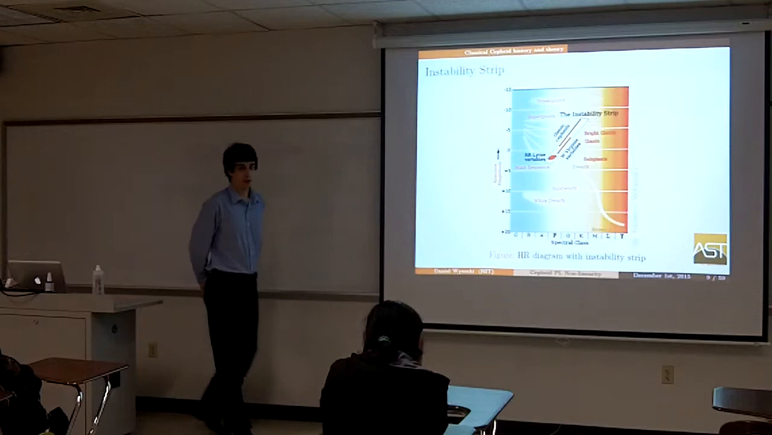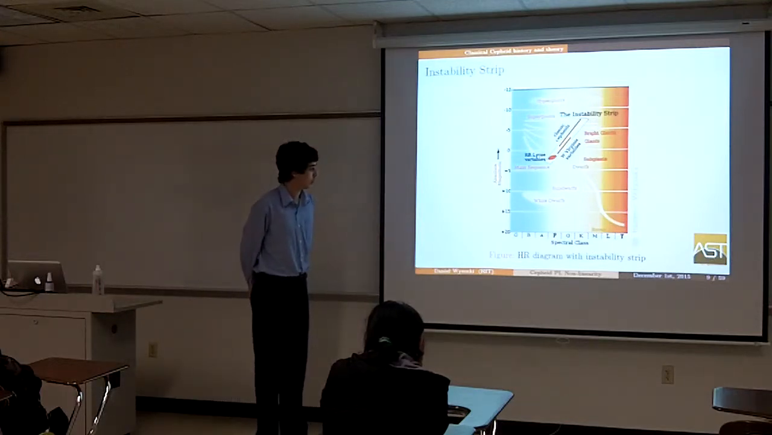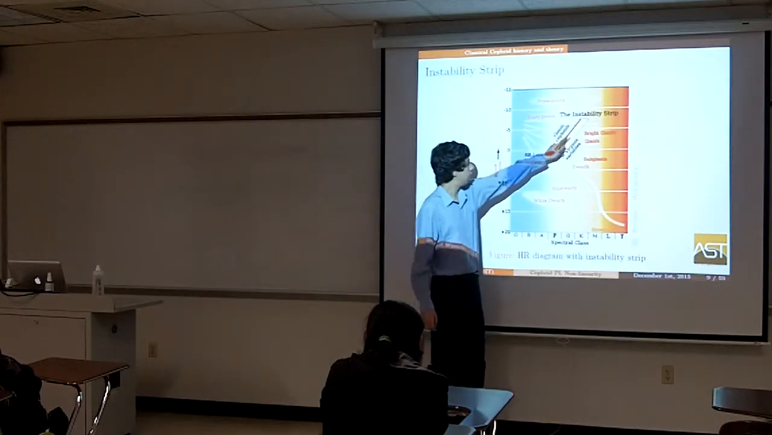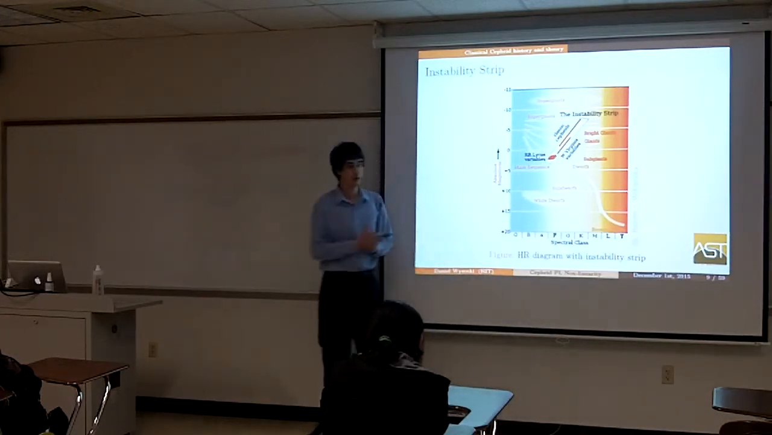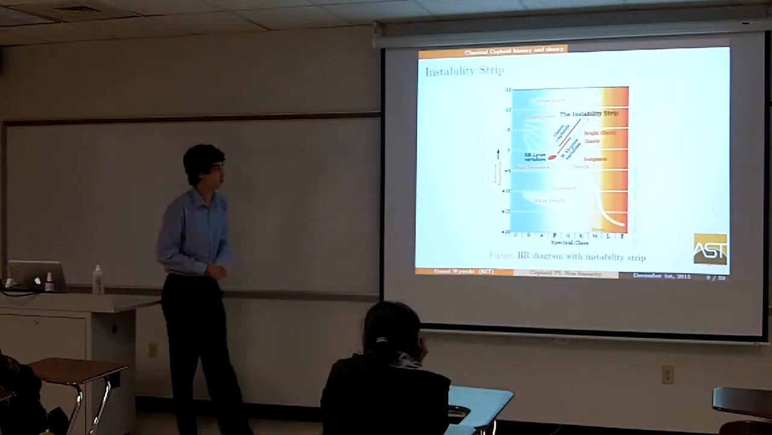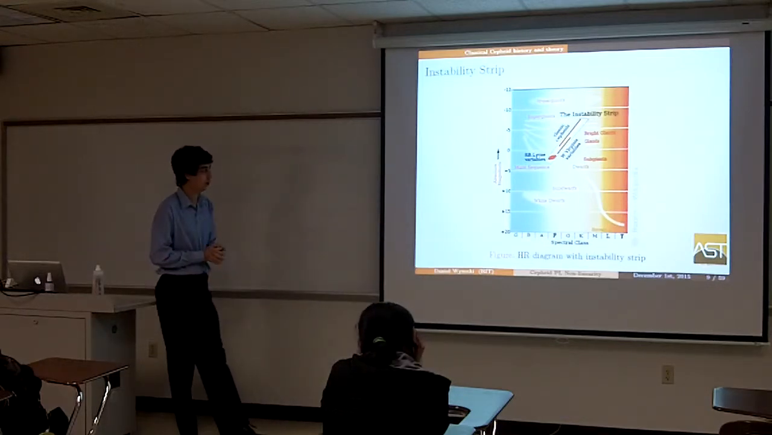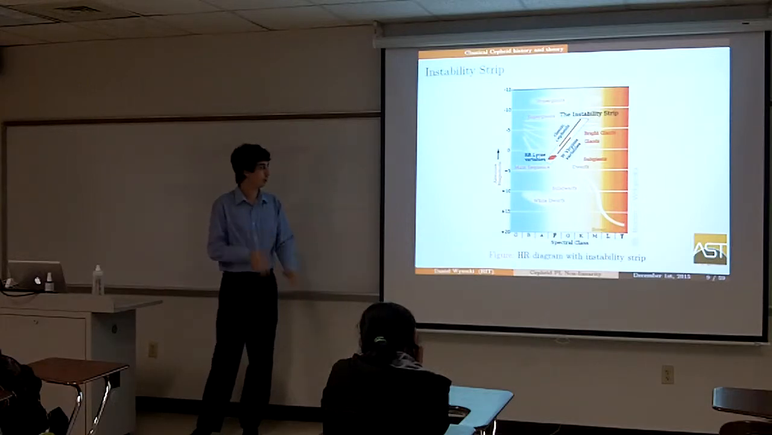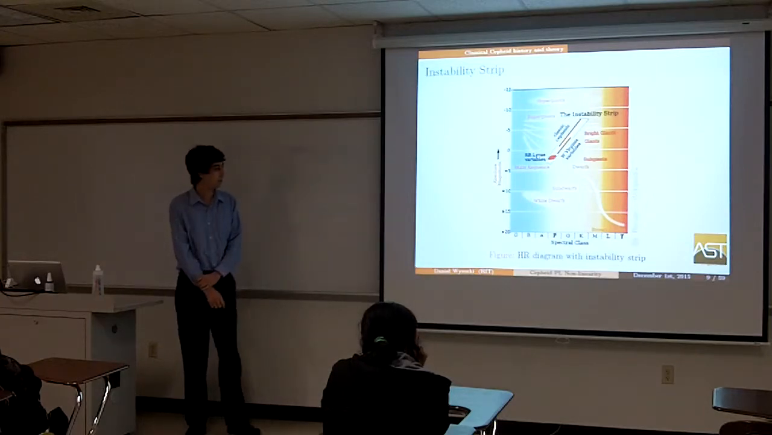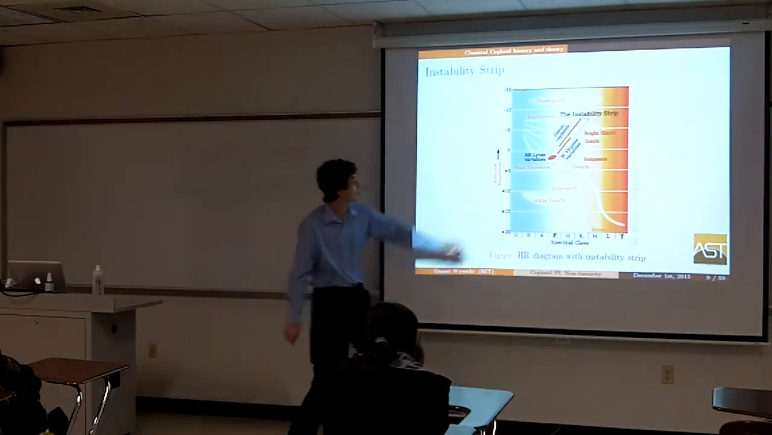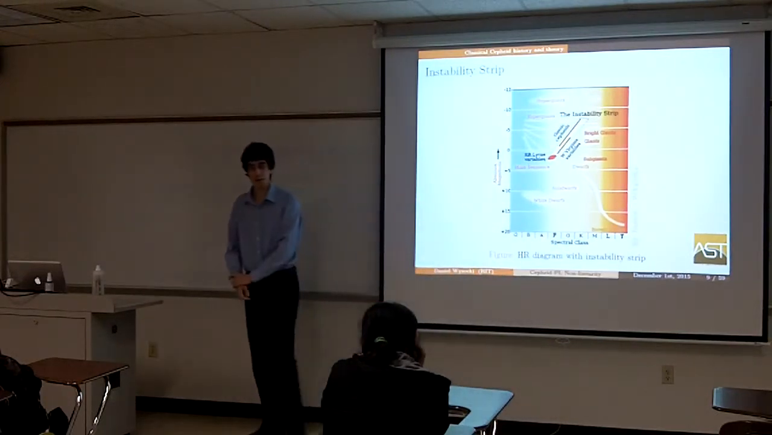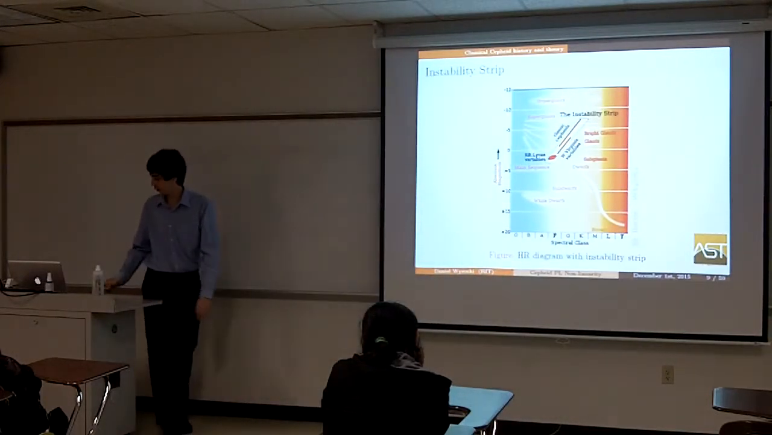So I mentioned the instability strip earlier. So here's an HR diagram, and this strip right here, as stars pass through that, that's called the instability strip. So during certain points in their lifetime, they will become unstable and begin to radially pulsate. And not all stars actually go through this phase, but Cepheids happen to be on this strip right here. And it's actually because of this that we get the period luminosity relation.